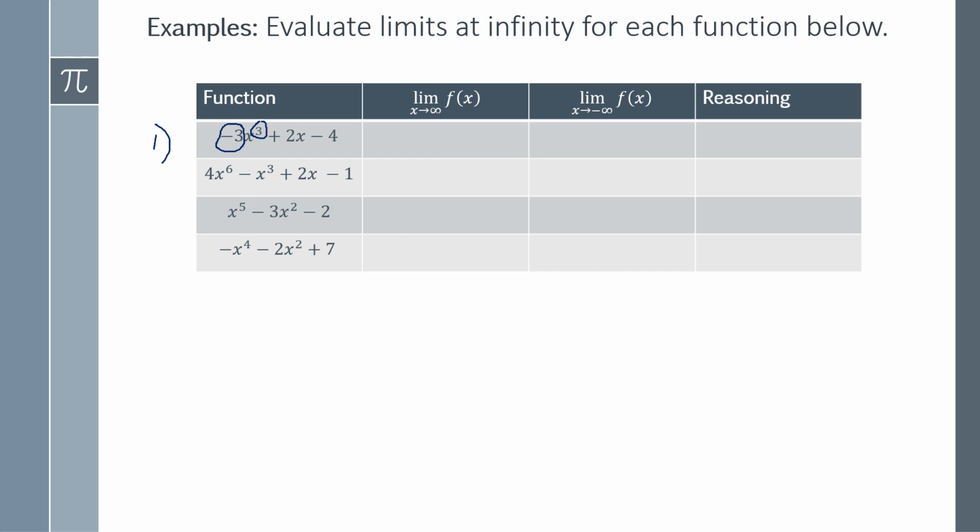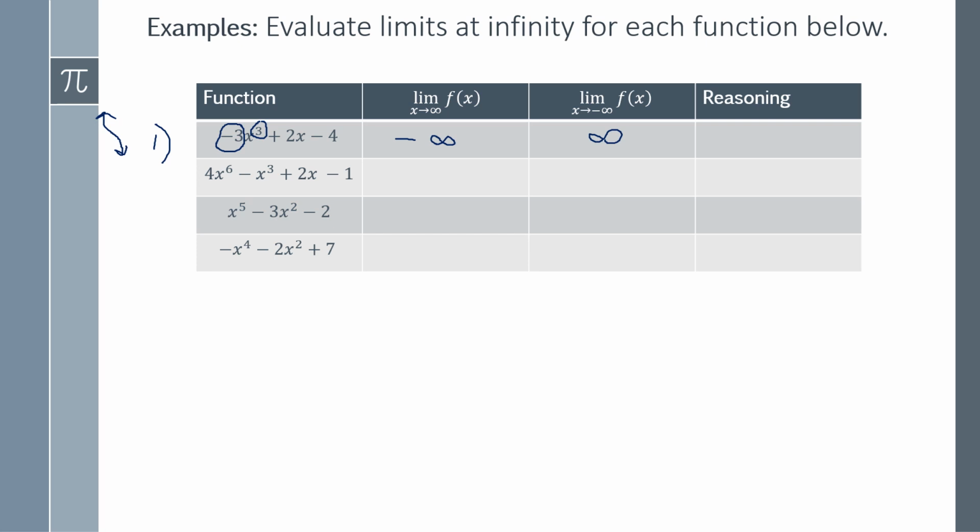So what happens here? The limit of this function as x goes to positive infinity will be negative infinity. How do I know? I think about negative x cubed, which looks kind of like this. So that's negative infinity. That's the behavior of this function as x gets really large. What about as x goes to negative infinity? Then the branch goes up, so that would be positive infinity for the end behavior.